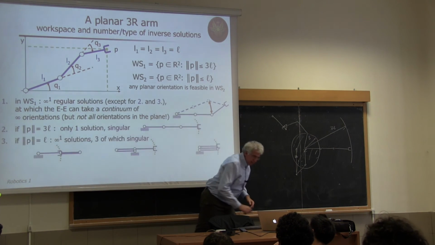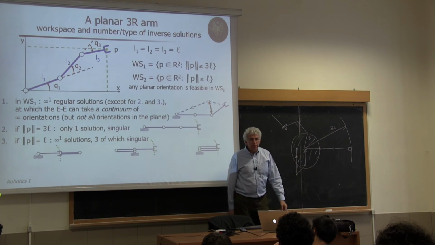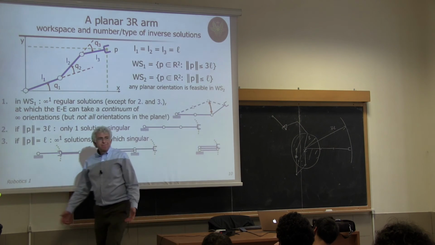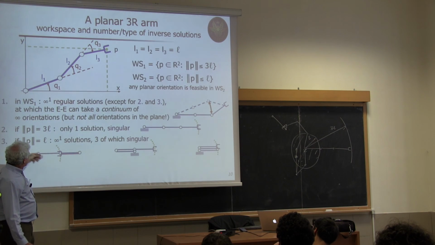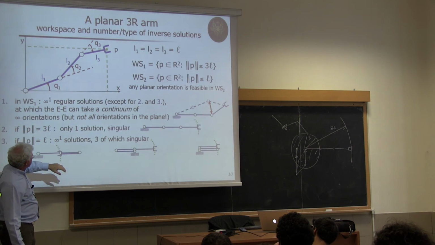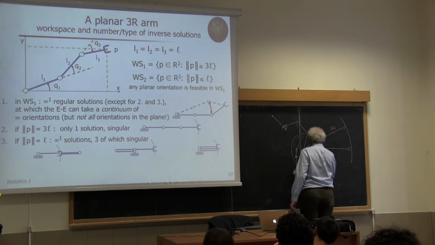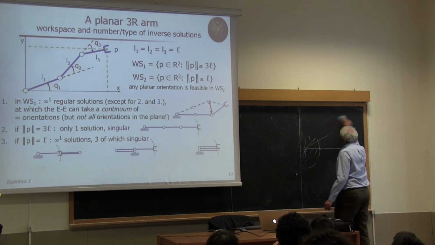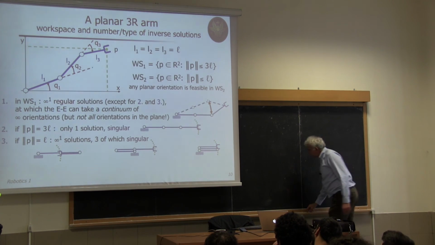What else? Suppose that the end effector should be placed at the boundary of the secondary workspace. So on the boundary of this circle. Now look, there are infinite to the 1 solutions, and I should draw it, and 3 out of this infinity of solutions are singular. So something strange happens there.